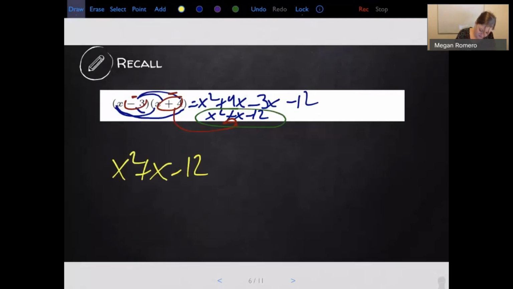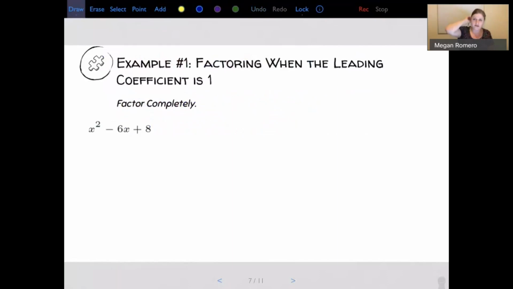Since the leading coefficient is 1, you can think of two numbers that multiply to give negative 12, but add to give positive 1. In this case, it would be 4 and negative 3. So that is how we would build our two factors. So we can apply the same here.